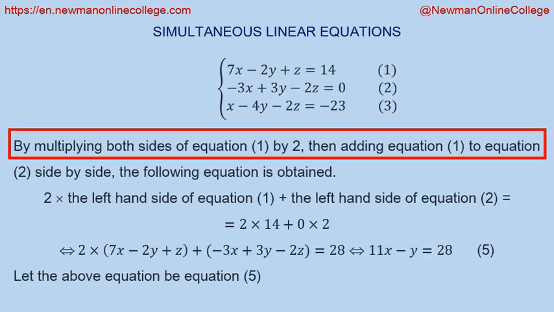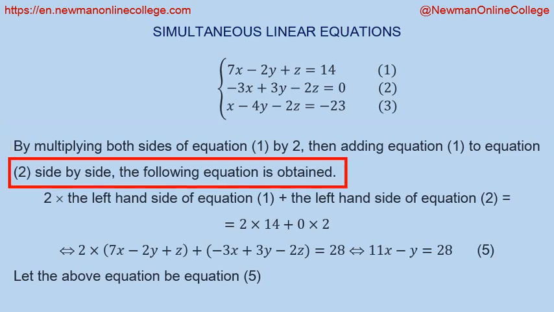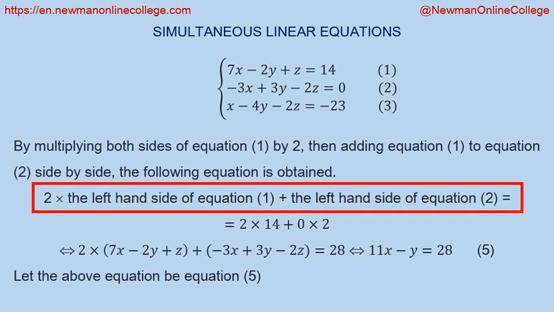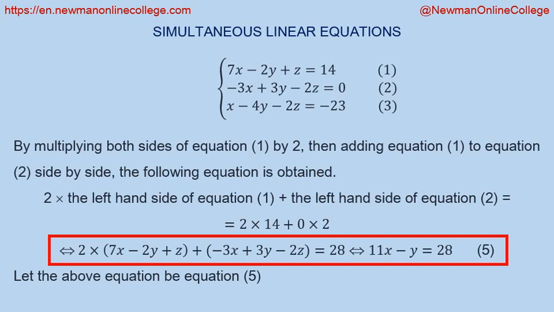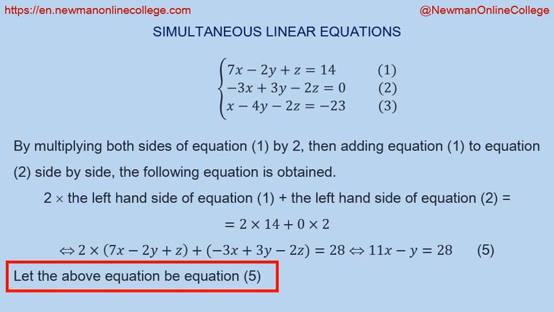By multiplying both sides of equation 1 by 2, then adding equation 1 to equation 2 side by side, the following equation is obtained. 2 times the left-hand side of equation 1 plus the left-hand side of equation 2 equals 2 times 14 plus 0, which is equivalent to 2 times (7x minus 2y plus z) plus (-3x plus 3y minus 2z) equals 28, which is equivalent to 11x minus y equals 28. Let the above equation be equation 5.